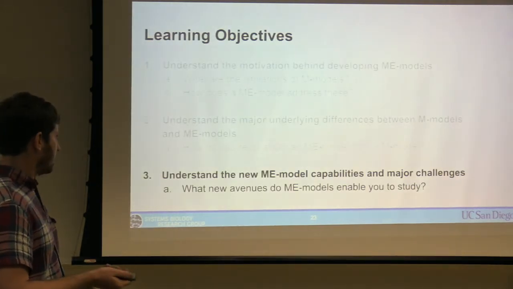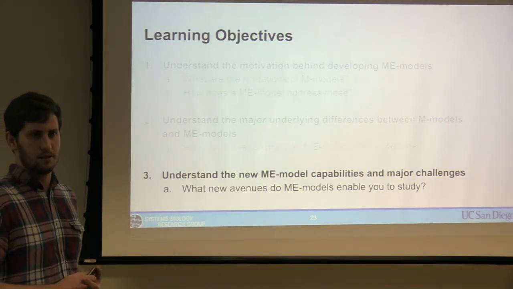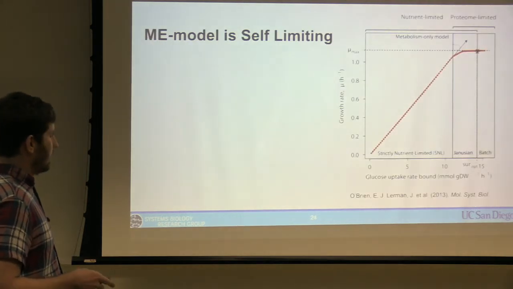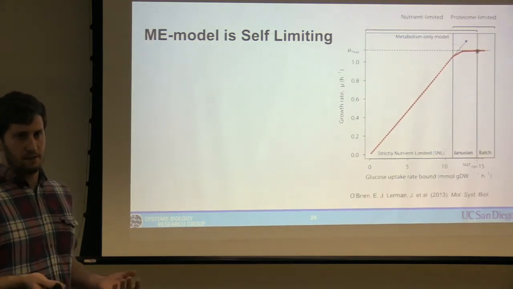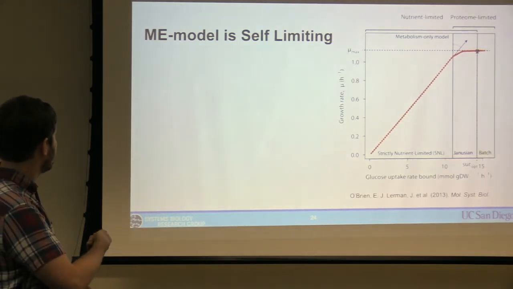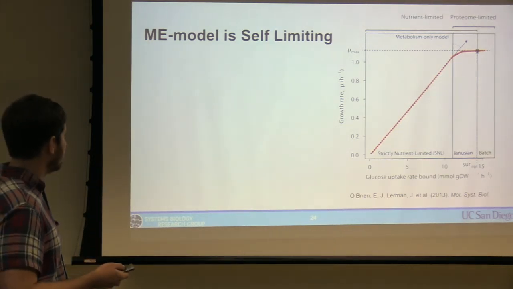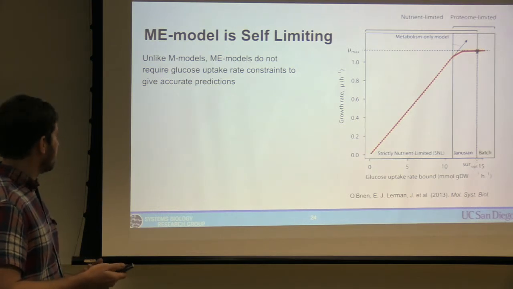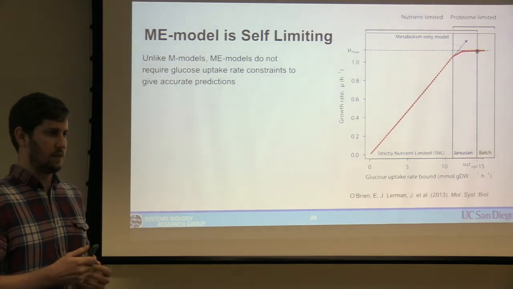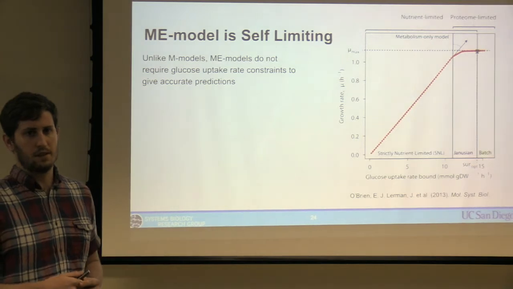All right, so the last part we're going to talk about is understanding why we did all this in the first place, what new things we can start to study with the ME model. First I'm going to talk about the properties of the ME model solutions. The first interesting property is that the ME model is self-limiting. What this means is that, unlike M models, the ME model does not require some constraint to limit the amount of substrate uptake within the simulation.